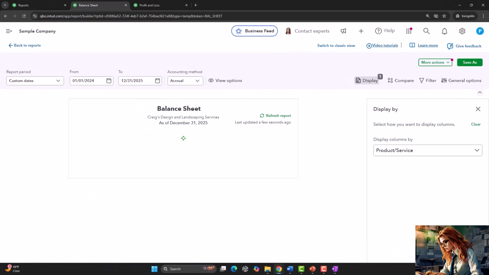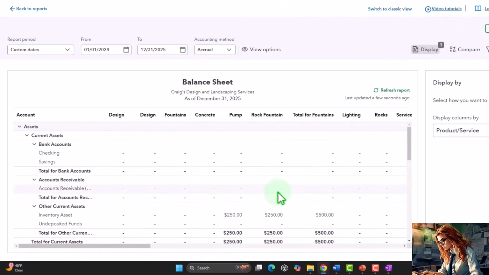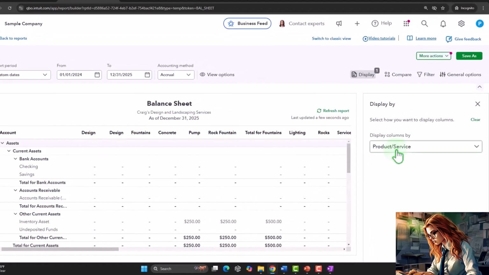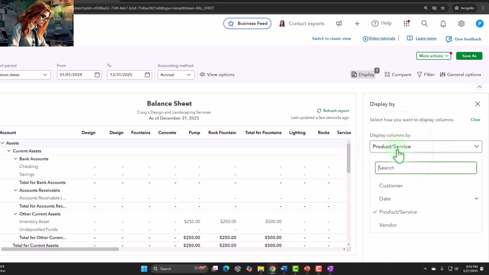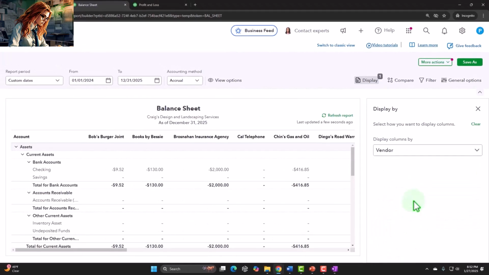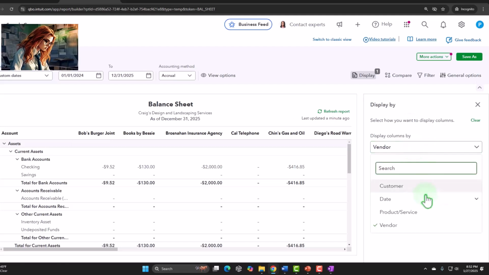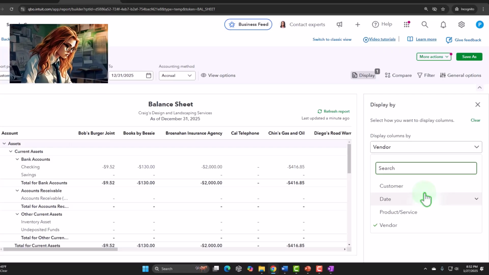We can also break it out by product and service. A little bit, well, a lot more unusual to do, but possibly something that might be useful. This is something that you possibly do more likely on a profit and loss report, breaking out the income statement by the things that you're selling. And then we can break it out by vendor, which again is something that you possibly do more on the income statement, so that you can break out the income statement expense accounts by who you bought them from.